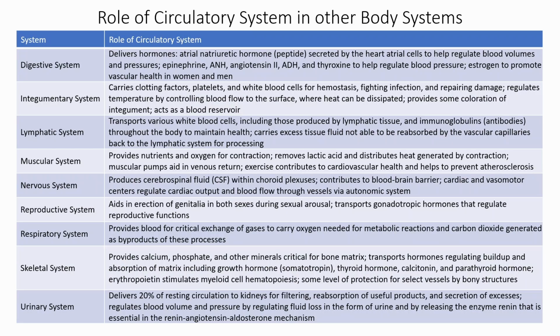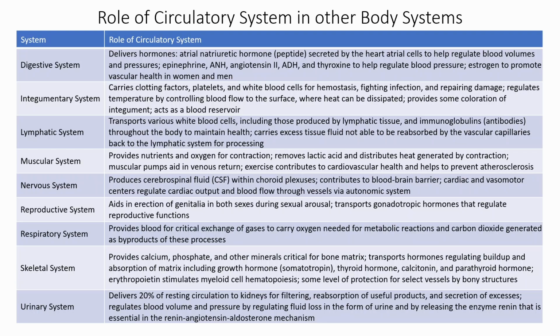So if we look at the role of the circulatory system and what it does for all these other systems, I'm just going to sum this up because this is a lot of text. This is in your book, but I'm just going to give the quick and dirty version of this table. So the circulatory system will help the digestive system when it comes to delivering hormones, right? As well as ANH, which is secreted by the heart to regulate blood volume. With the integumentary system, it has clotting factors and platelets and white blood cells, so if we get an injury, we can repair that injury and fight the infection. It also will serve to help us maintain body temperature.